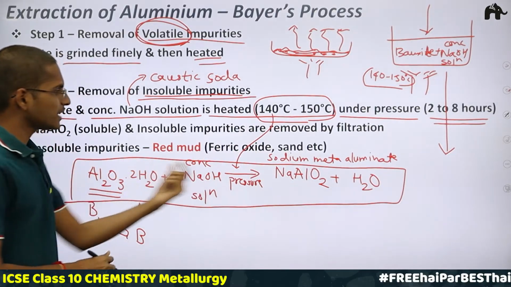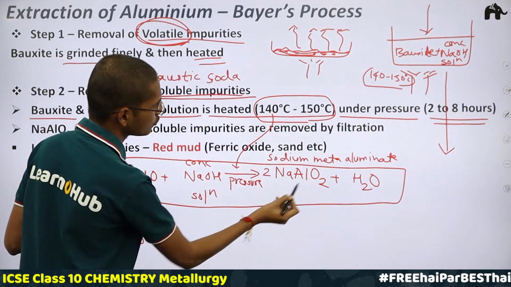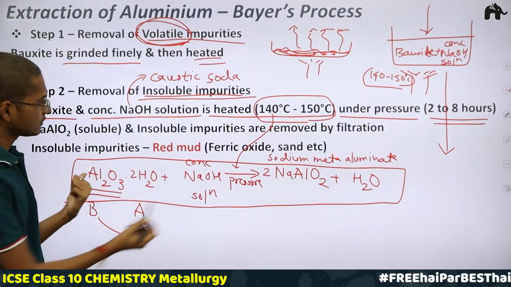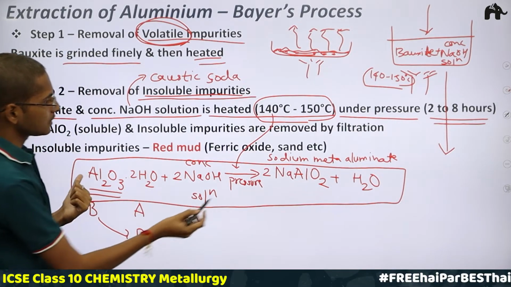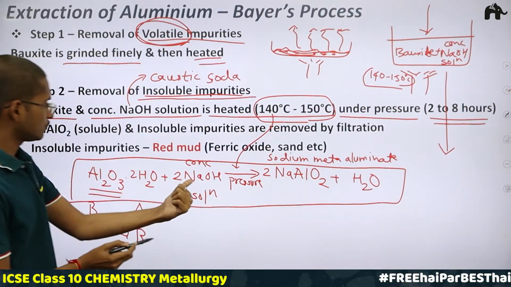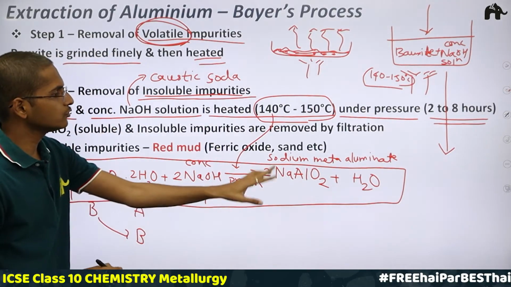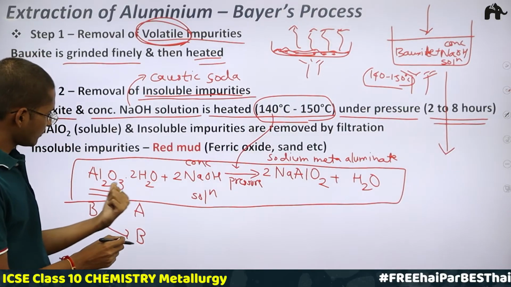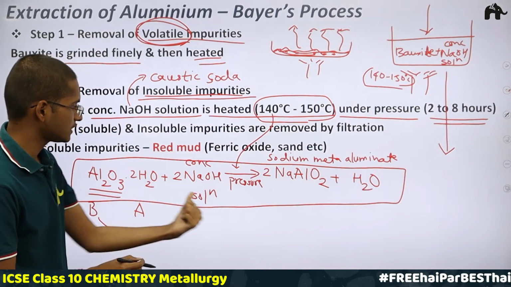Now the balancing part won't take much time. For aluminium, you would just make 2 aluminium. Then 2 sodium, so I just made 2 sodium here. After balancing sodium and aluminium, 2 sodium, 2 aluminium on both sides, we move on to hydrogens. How many hydrogens here? 4 hydrogens, and then 2 hydrogens, which means 6 hydrogens.